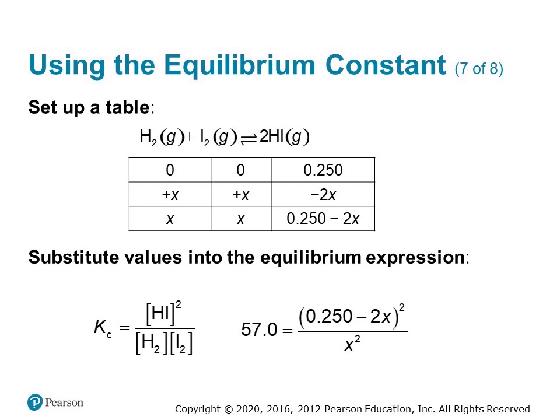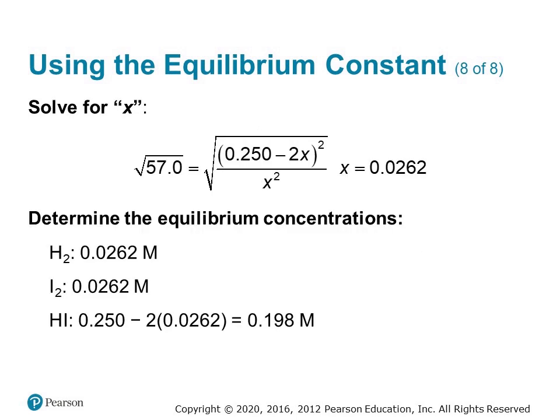We set up our equilibrium expression and plug in each expression and the value of the equilibrium constant. On top, we have the HI concentration, which was 0.250 minus 2X, quantity squared. On the bottom, the H2 and I2 concentrations are both X, so X times X is X squared. And of course, earlier they told us that Kc had a value of 57.0 at this temperature. Now we have an expression we need to solve for X. Since we have an expression squared over another expression squared on the right, we can simplify it by taking the square root of both sides.